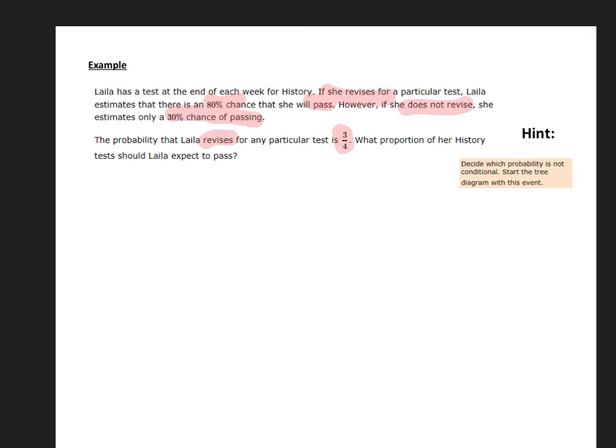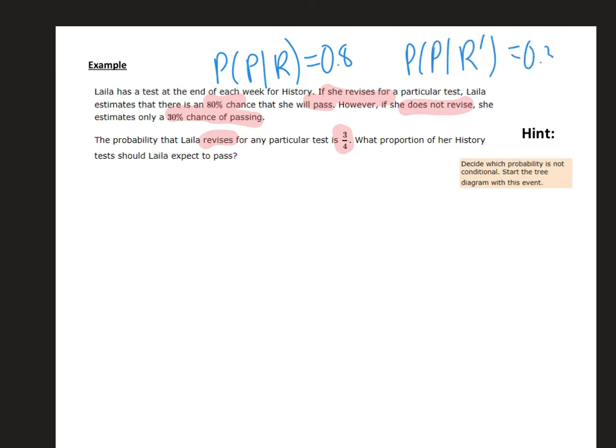Well, let's look at what probabilities we're given. This 80% there is the probability of her passing, given that she's revised, was 80%. So I'm going to write that's 0.8. And the 30% was the probability of her passing if she didn't revise, given that she didn't revise. That was 30%. So I'm going to write that as 0.3.